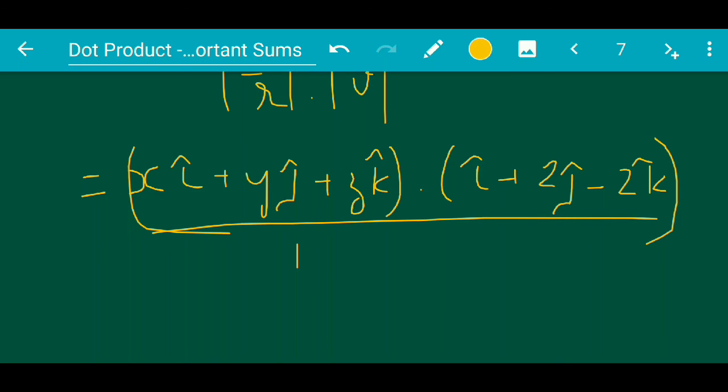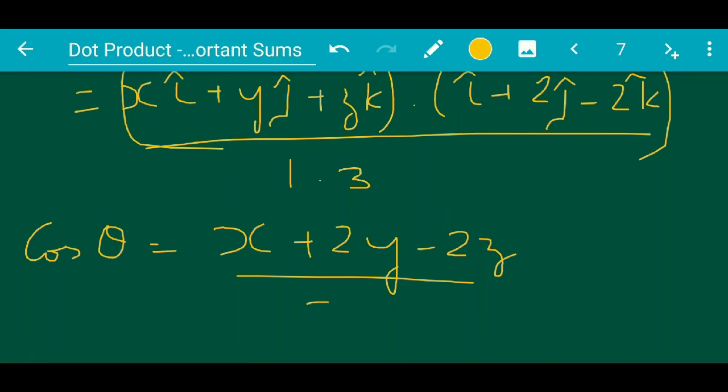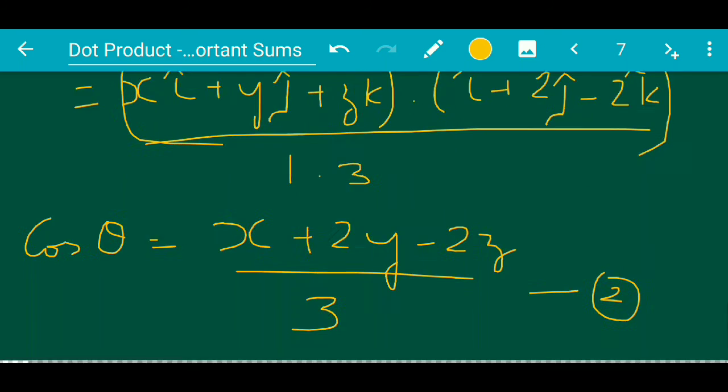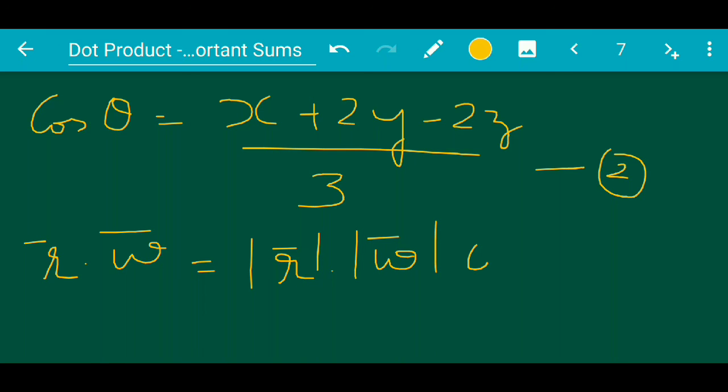Upon 1 into 3. So thus we get cos theta is equal to (x plus 2y minus 2z) upon 3. Say this is our equation 2. And same way, doing r dot w, the angle between them is also theta, and therefore r dot w is equal to mod r into mod w into cos theta.